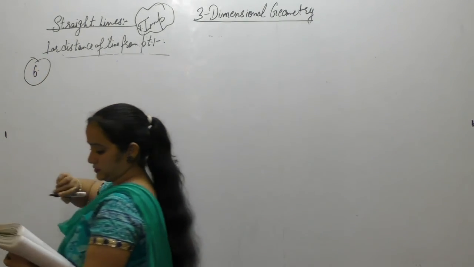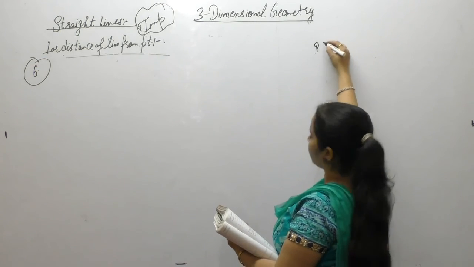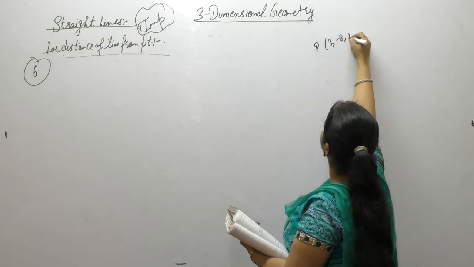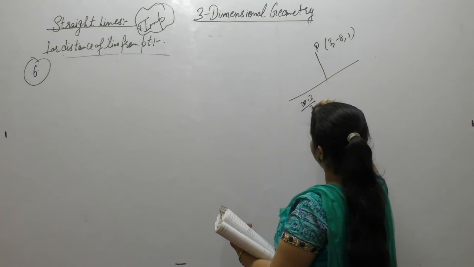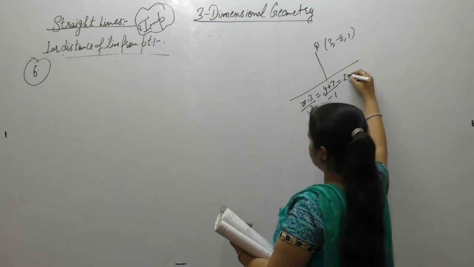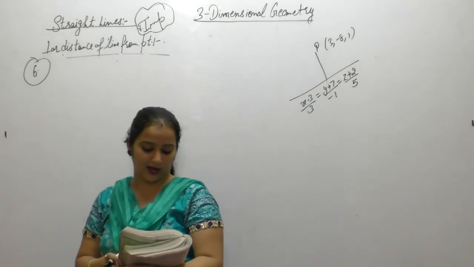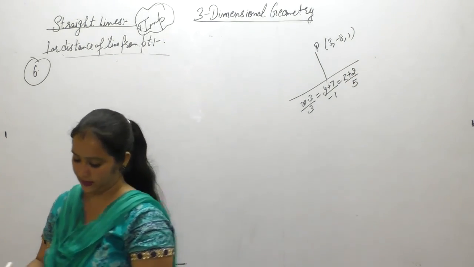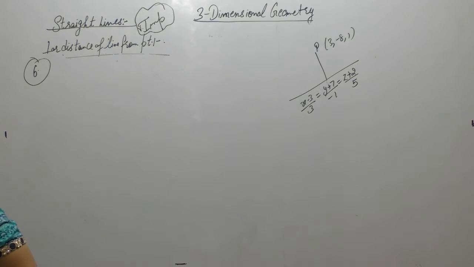Find the distance from the point 3, minus 8, 1 to the line x minus 3 by 3, y plus 7 upon minus 1, z plus 2 upon 5, by using the formula derived in the previous example. We have to find it on the basis of the formula we derived in the previous example.